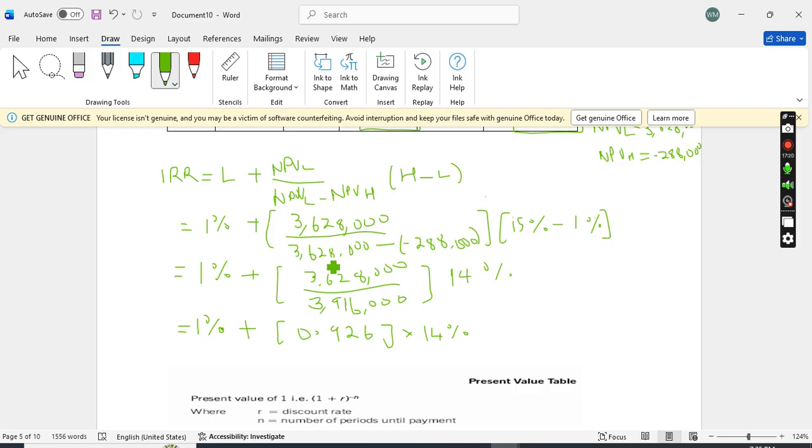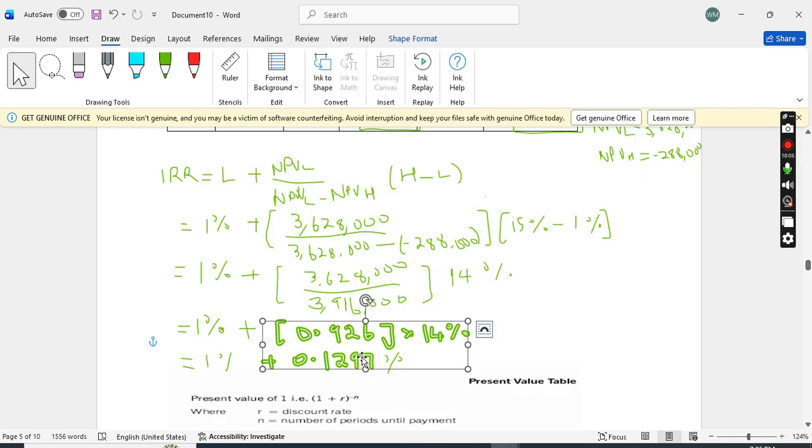0.1297. Wait, point 0.926. 0.1297. 0.1297 plus 1. 0.1497. Wait, madam, wait. I'm saying your answer plus 1. Yes. 0.1497.